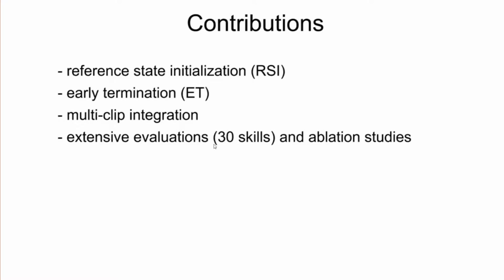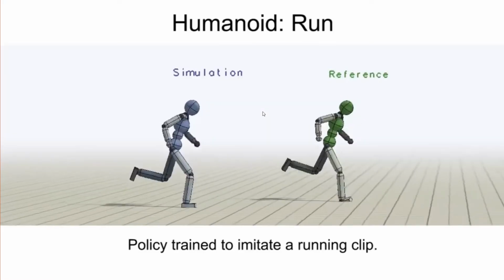So there are three main contributions that the paper has made, and I just wanted to cover each of, well, four actually. The extensive evaluations I can't really cover because they did an ablation study on this. You can look at the paper for that if you're curious. Reference state initialization is very interesting, and then I'll cover early termination and multi-clip integration. So let's just jump into reference state initialization.